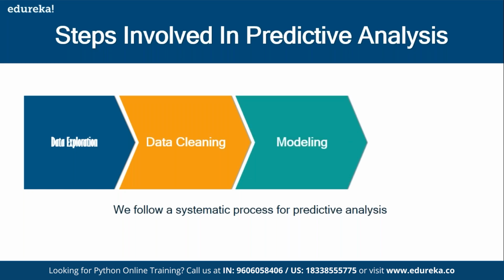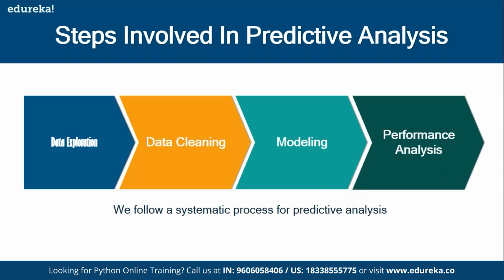Then we do modeling. Modeling means we pick up any analytical or predictive model like linear regression, logistic regression, decision trees, random forest, naive Bayes classifier, support vector machines. We pick up any model of our choice, and then we do performance analysis by checking whether that model is working fine or not, whether it's predicting well or not. So these are the four major steps that we do for predictive analytics.